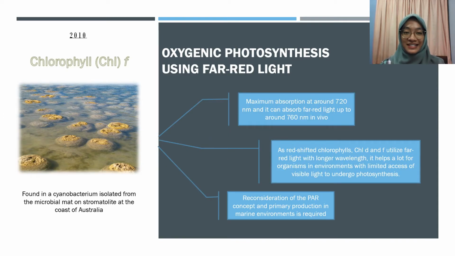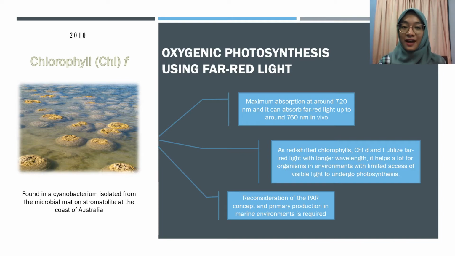Recently, in 2010, a new type of chlorophyll named chlorophyll F was found in a cyanobacterium isolated from the microbial mat on a stromatolite on the coast of Australia. So, what is a stromatolite? As you can see in the picture, a stromatolite is a microbial reef created by cyanobacteria. It is formed from the sediment trapping, binding, and precipitation activity of microbial communities.